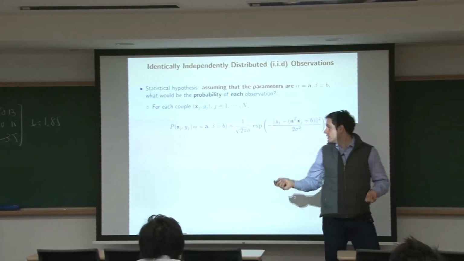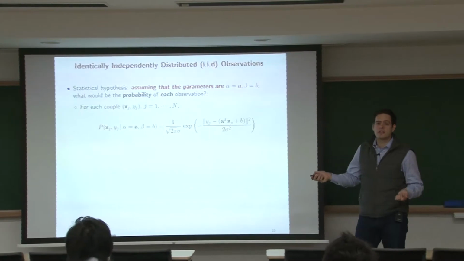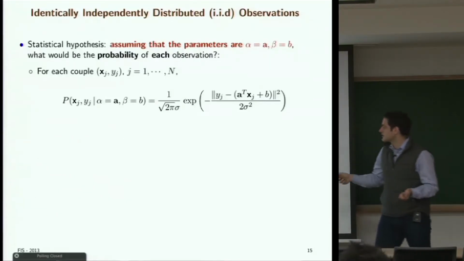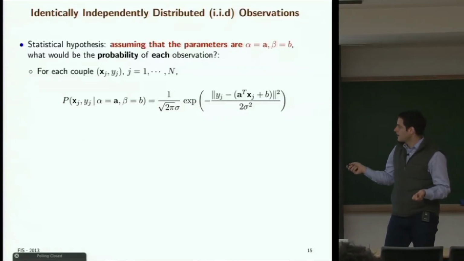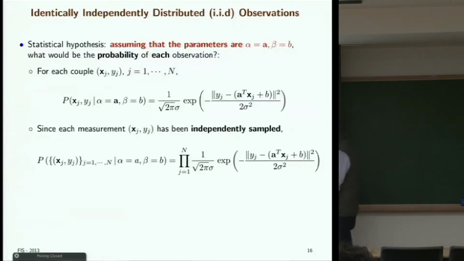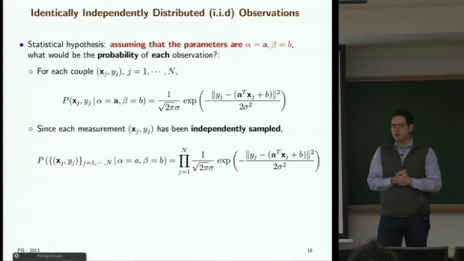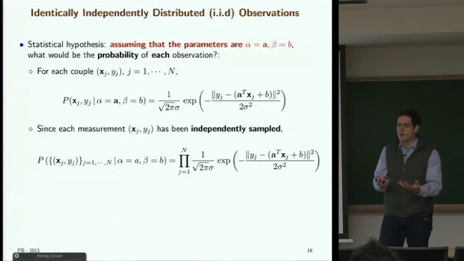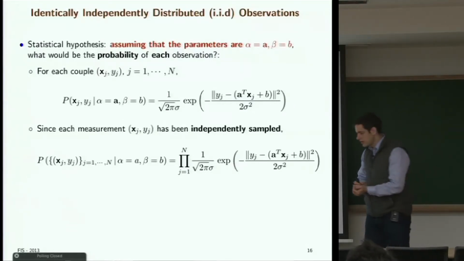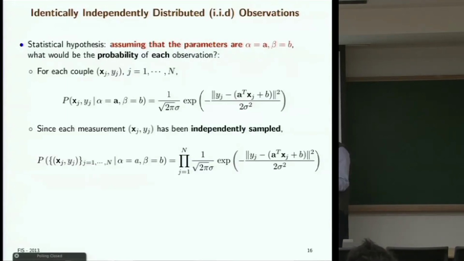So the probability of seeing xj and yj, this couple, assuming that alpha is equal to A and beta is equal to B, and I should probably also say sigma is equal to sigma. Well, let's assume that sigma is known. It's this, right? And now let's go to another very important assumption here as a statistician, which is that I assume that you gave me a sample of data which was independently sampled. Okay? So if you have a background in probabilities, you understand what this means.